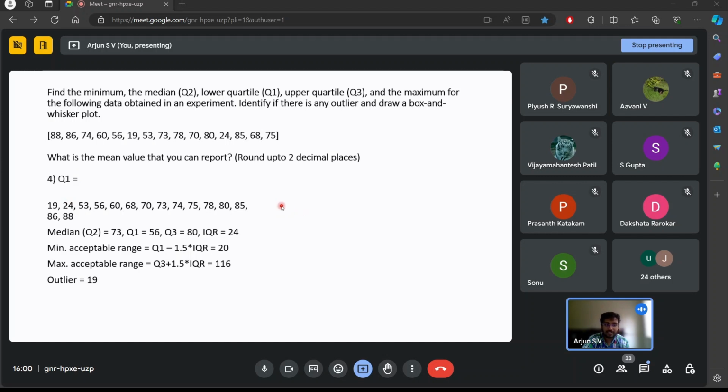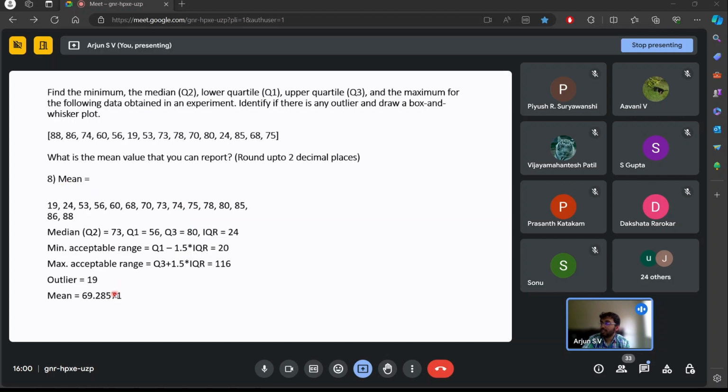And next, like all the successive questions, we have already calculated all the answers. So your Q1 will be 56. Fifth question, Q2 will be your median, which is 73. Q3 will be your 80. Your maximum will be the maximum value in the data, as in they are asking for the maximum data point, not the maximum range. So you should give your maximum point, which is 88.